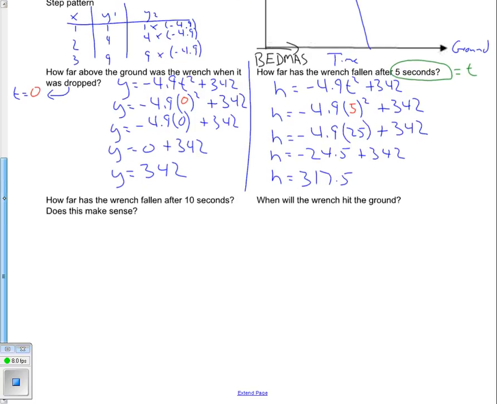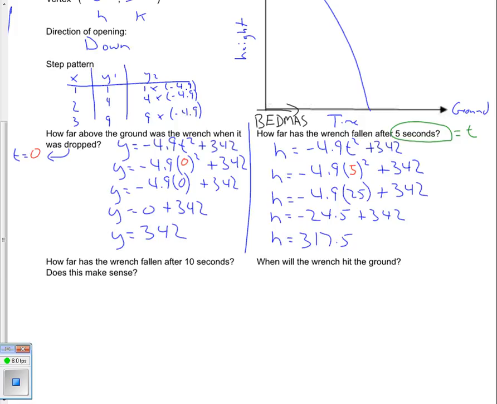If we continue on, we want to figure out how far the wrench has fallen after 10 seconds. Actually, before we do that, I realized that I made a mistake. I need to go back and correct this piece, because when I multiply 25 times negative 4.9, I get negative 122.5 plus 342. So after 5 seconds, the wrench has fallen 219.5 feet. That is the correct way of looking at it.